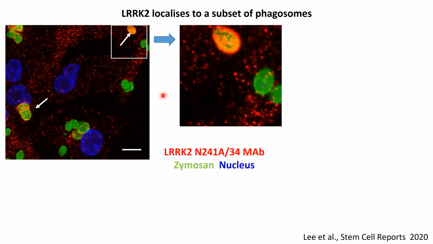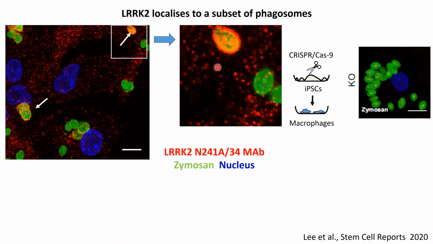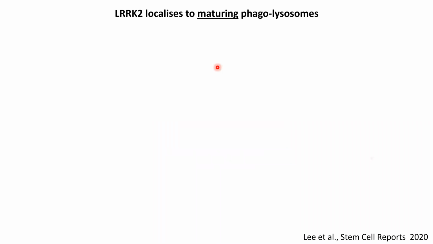It was immediately apparent when we fed them yeast zymosan particles that LRRK2, which is normally just distributed around in the cytoplasm of the cell as these little red dots, accumulated on some of these phagosomes to varying degrees, and sometimes not at all. The specificity of the stain was certain, because in the knockout LRRK2 cells that we had made, there was no staining at all. So what is special about the particular subset of phagosomes that LRRK2 is localizing to?